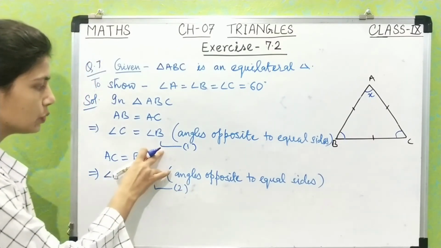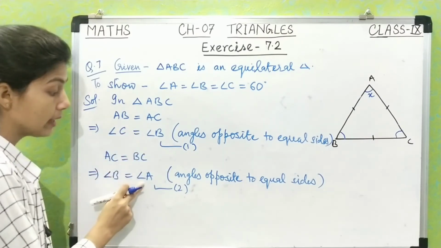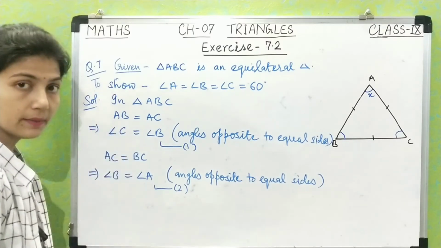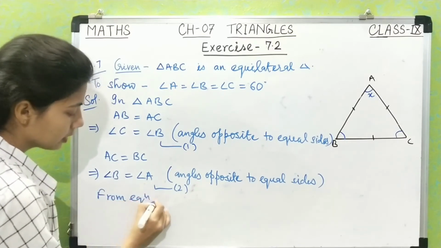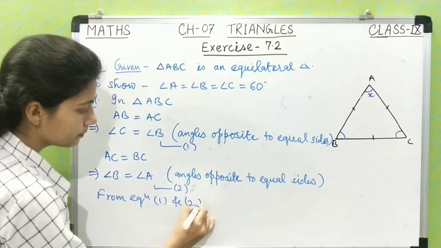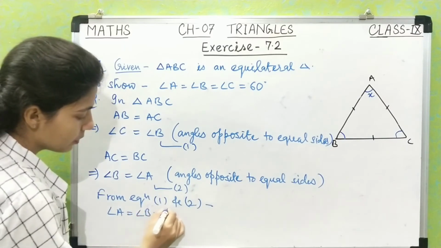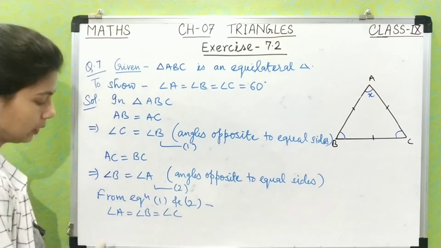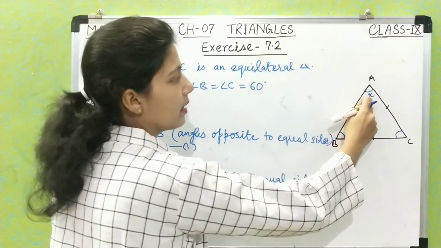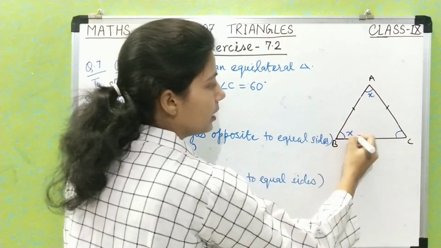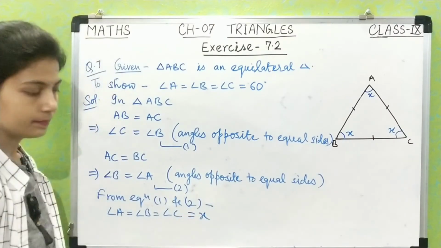Now compare these two equations. Since angle B is equal to angle C and angle B is also equal to angle A, it means angle A will equal angle C. So you will write here, from equation 1 and 2, angle A equals angle B equals angle C. Here we have taken angle A as X, then angle B and angle C will also be X. Okay, let कर लिया.